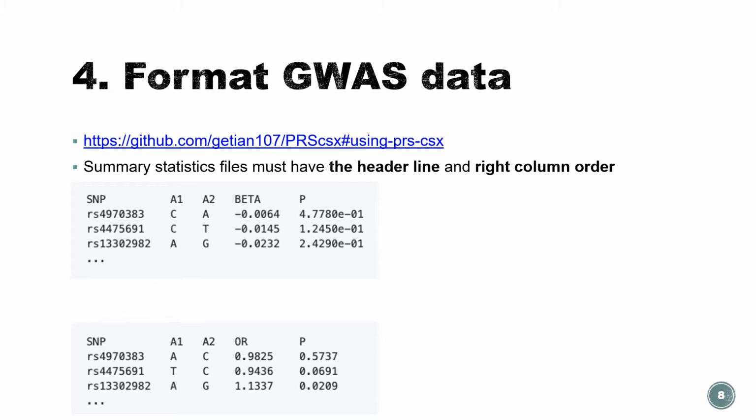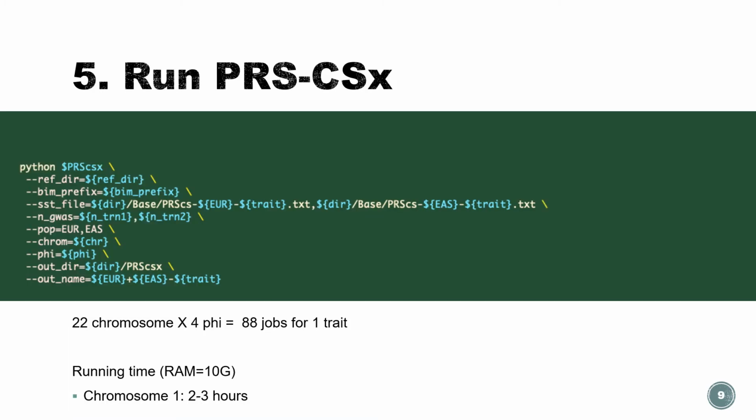If you use your own data, the first thing to do is format your summary statistics file. The information is available in the using PRS-CS section. I want to highlight that the formatted input must contain a header line and have the right column order and the variable names. Now you can finally run the method.